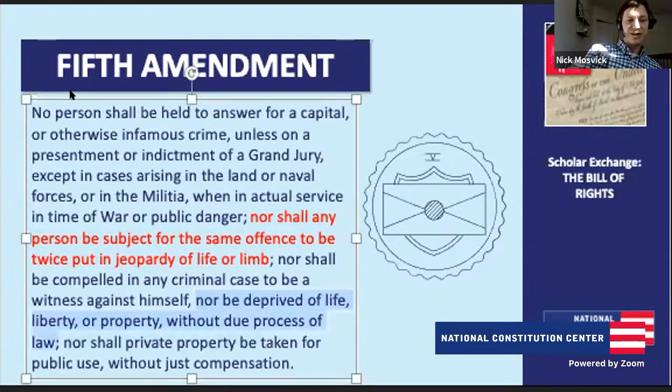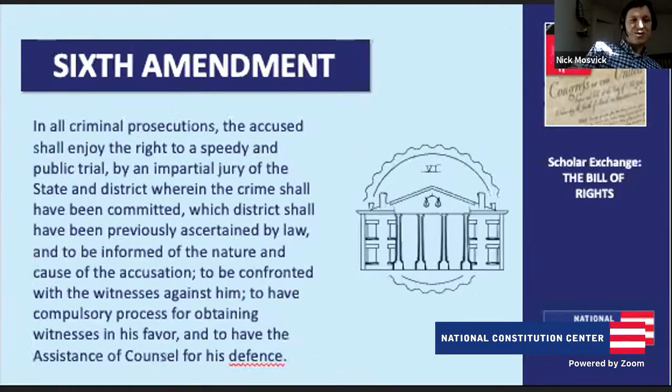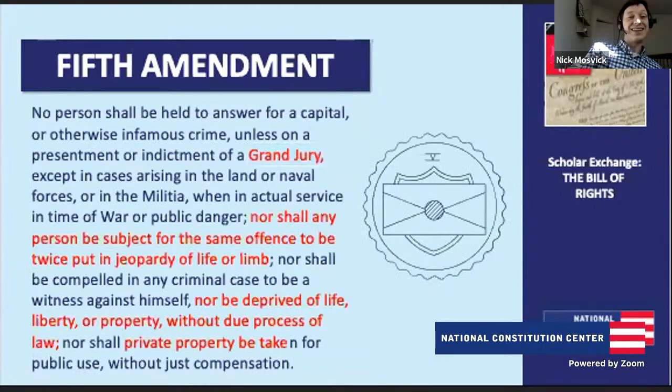But then notice right after it, private property shall not be taken for public use without just compensation. That's eminent domain. That's also in the Fifth Amendment. And you skipped over that first part, which is about grand jury indictments. That's a clause people don't know a lot about these days because the public knows a little less about the importance of grand juries. But this was a very important clause in the 18th century. So you see that the Fifth Amendment has a lot in it.